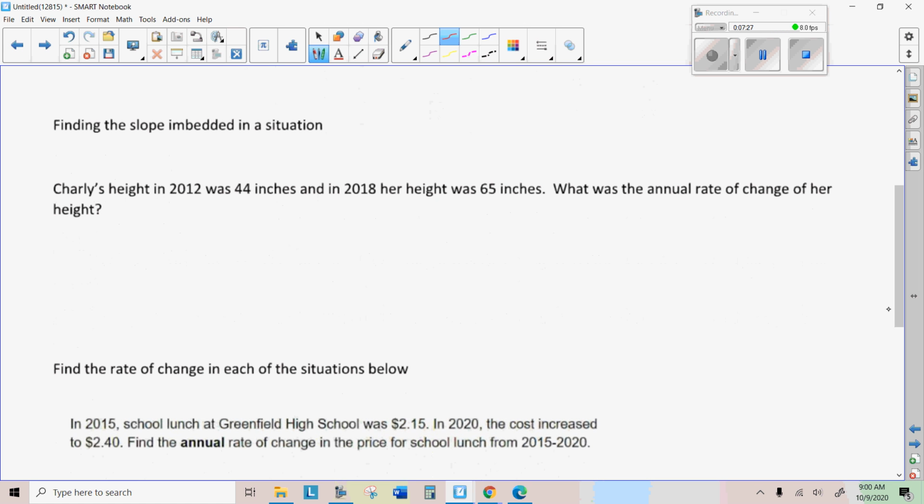Now, sometimes slope is embedded in a situation, and we've got to figure that out. So we actually have to think about what would be the y's and what would be the x's. So remember, x's are the independent variables. They're the ones that would continue and aren't affected by the other variable. Like Charlie's height in 2012 was 44 inches, and in 2018 was 65 inches. Well, the years keep going on, so a lot of times years are the independent variables. So those are your x's. And your y's are the heights.